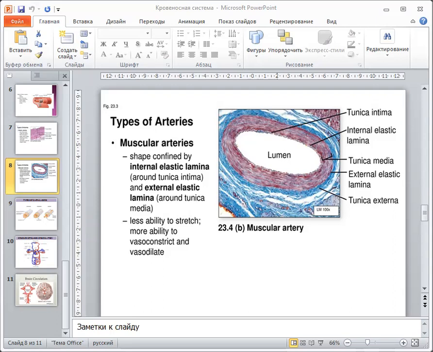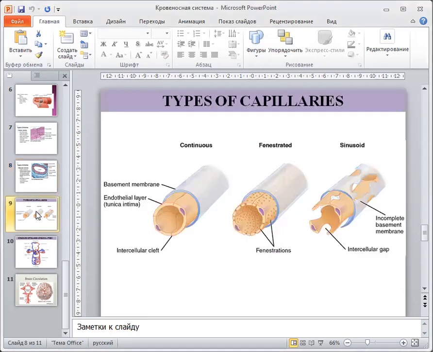Arterioles, capillaries, venules, and arteriovenular anastomoses form the microcirculatory bed. Functionally, they separate into afferent arterioles, exchange capillaries, and efferent venules. Arterioles. Arterioles are small blood vessels. The diameter of arterioles makes up about 100 micrometers.